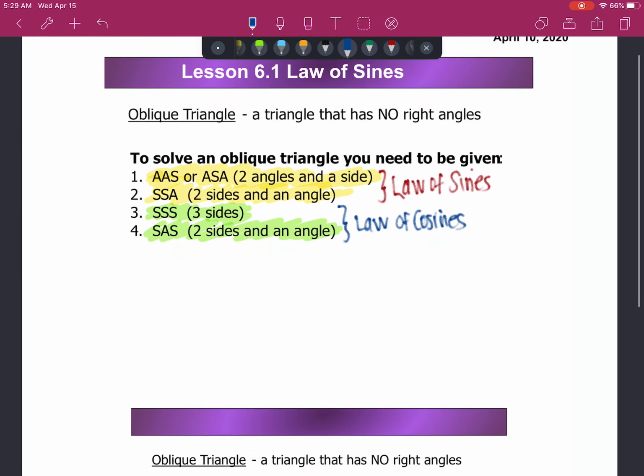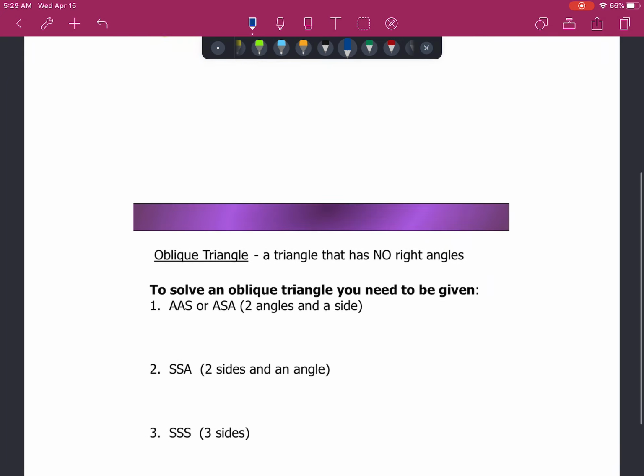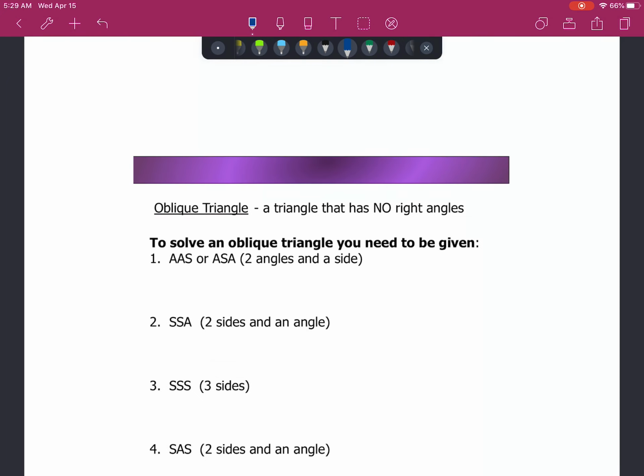Let me draw an example of each one of these situations. So an angle, side. Now these aren't 2 triangles that you're proving are congruent, are similar. This is one oblique triangle. If you have 2 angles and a side, so if you're given an oblique triangle, obviously no right angles. Let me use my straight tool here.